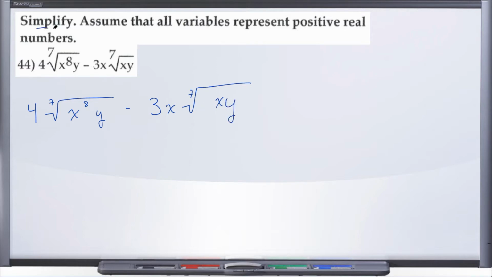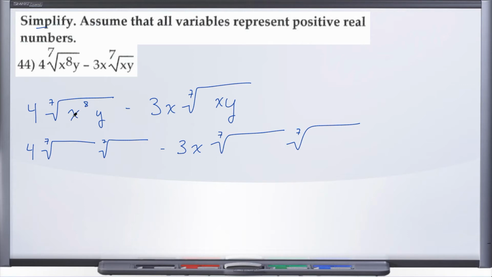And again, as soon as I see that word simplify, I automatically assume I'm going to be breaking down my radicals into good stuff, bad stuff. So let's go ahead and do that. So we have 4 times good stuff, bad stuff, and let's not forget those indices, minus 3x times good stuff, bad stuff, and we'll write those roots. All right, so let's take a look here. We don't have any numbers, so again, some of our work is done, so that's good.